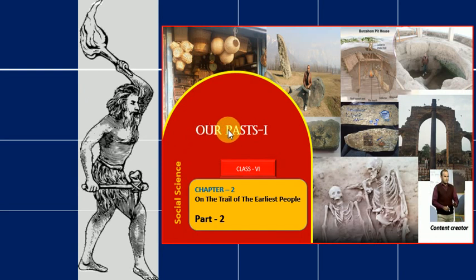Name of the book: Our Past is First, Class 6th, Chapter number 2. Name of the chapter is On the Trail of the Earliest People, Part 2. The content creator is Bashir Gujri.